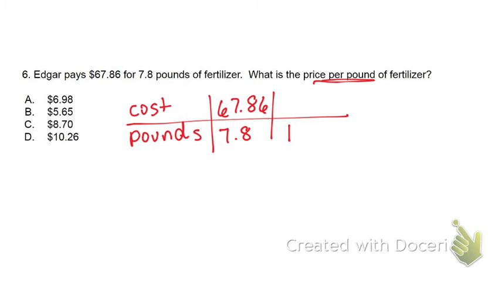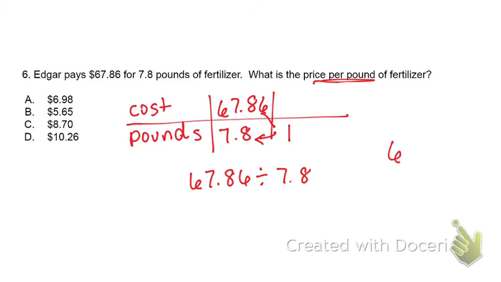Now my strategy could be cross multiply and divide. I'm okay with that. So when I multiply 67.86 times 1, I'm still going to get 67.86. And that's okay to still go through the steps, okay? But then we're going to divide by the other number that's left over that's not the diagonal one that we multiplied by, okay? So 67.86 divided by 7.8.